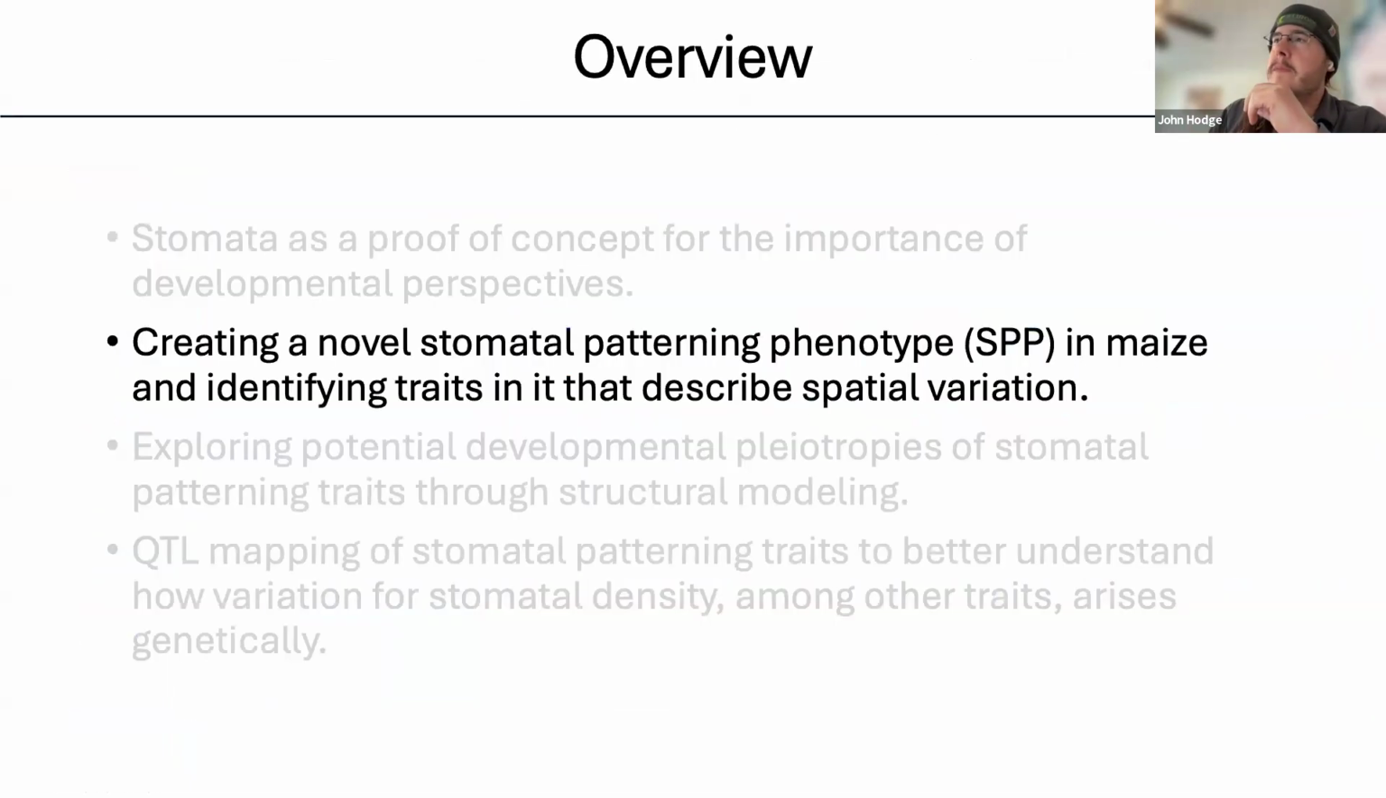there's a lot of developmental biology to get us to that point. And this is where we enter thinking about some old data that was generated in our lab a couple of years ago in order to generate this new spatial patterning phenotype.